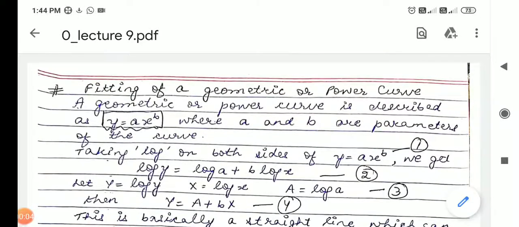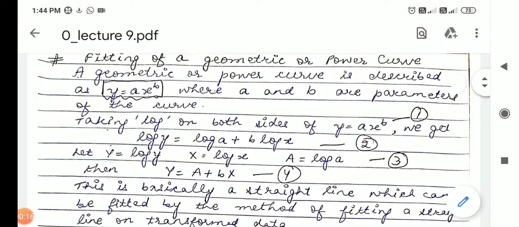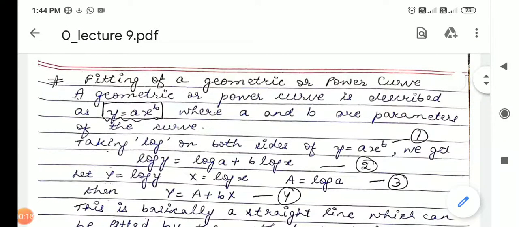In the previous lecture, we started the new topic of curve fitting. In that lecture, we discussed the fitting of a straight line and fitting of a second degree curve, that is a parabola. We derived the normal equations for fitting a straight line and tried to write the normal equations for fitting a parabola by using some trick.